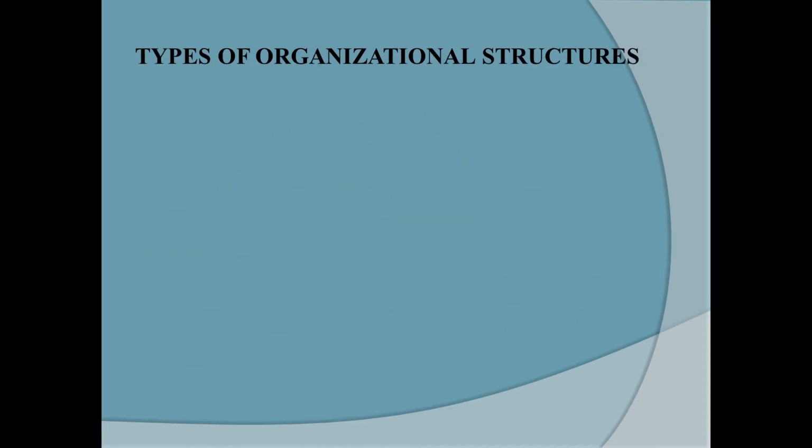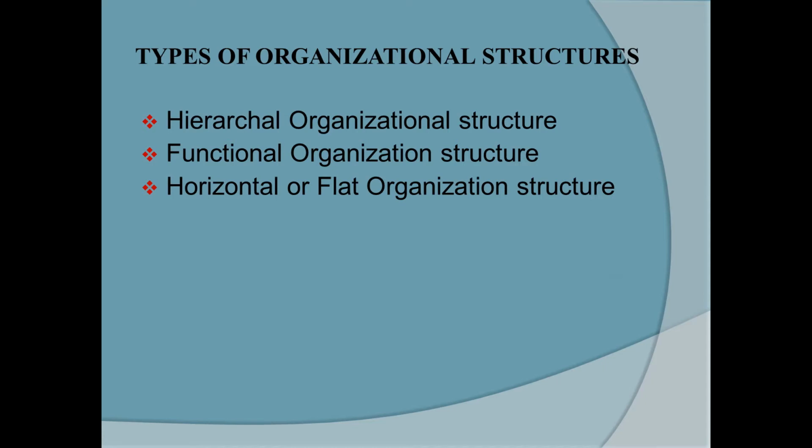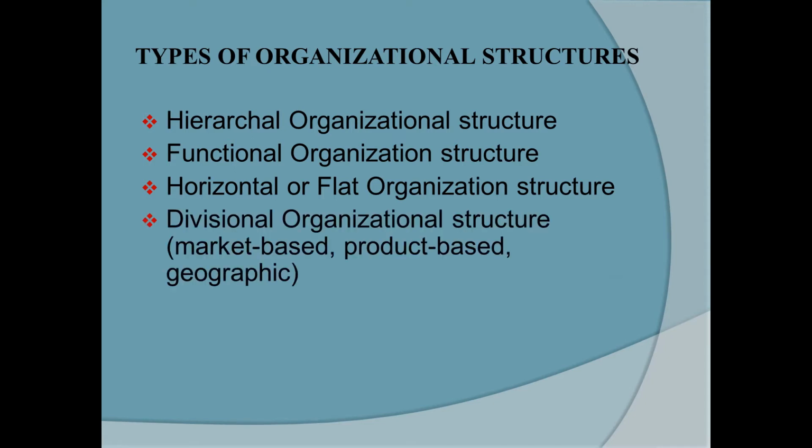So there are types of organizational structures according to line of authority. First, we have the common one, the hierarchical organizational structure. We also have functional organizational structure, and then horizontal or flat organizational structure. We also have divisional organizational structure. So this is basically either market-based, product-based, or geographic.